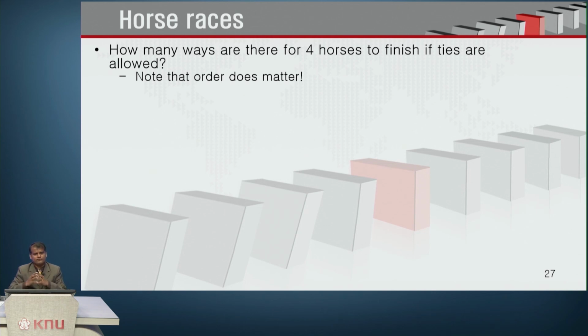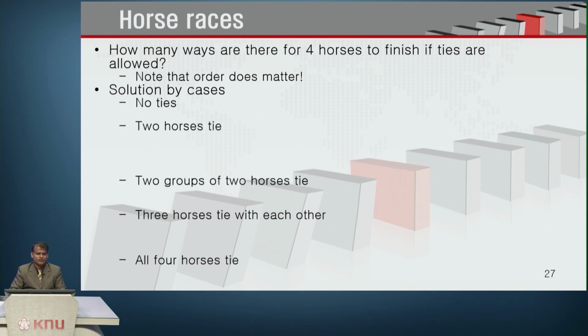Again, this is the horse race. How many ways are there for 4 horses to finish if ties are allowed? Note again that order does matter here. The solution depends upon the case. One is no tie, 2 horses tie, 2 groups of 2 horses tie, 3 horses tie with each other, 4 horses tie with each other. Because there are 4 horses, there is a possibility that 4 horses might tie, 3 horses might tie, 2 horses might tie, 2 groups of 2 horses might tie, or there is no tie.